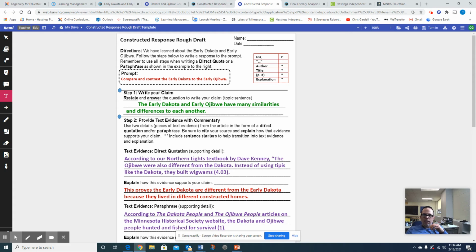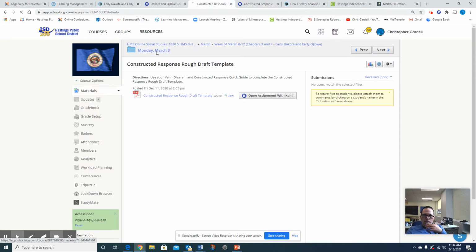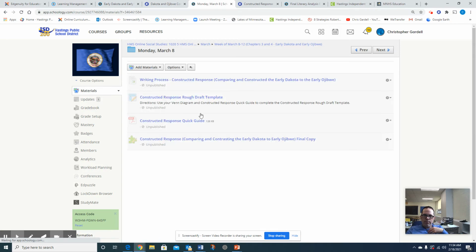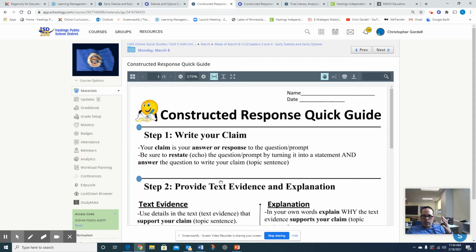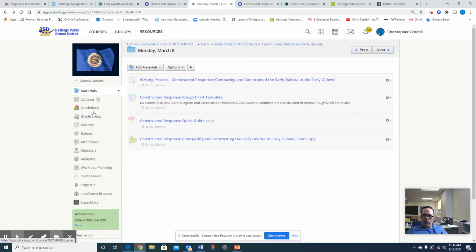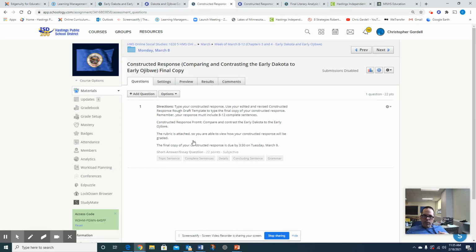I'm going to go back again into our folder, into our March 8th folder. Here's a quick guide to help you if you need any quick information. It just kind of gives you a quick step by step criteria on how to follow this, and gives you additional information that I didn't provide you in my explanation of the 3 steps to complete your constructed response.